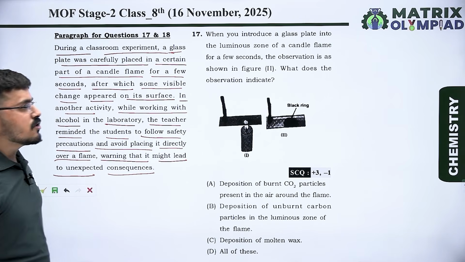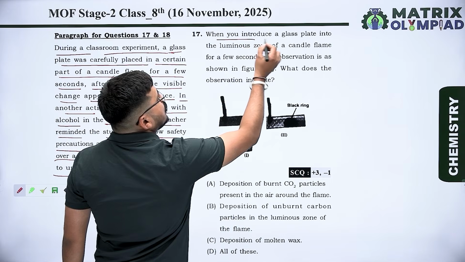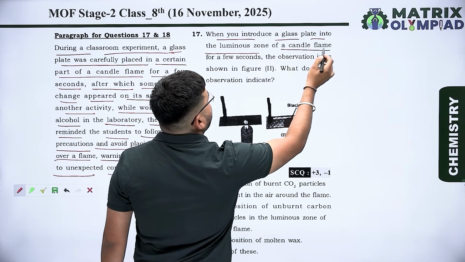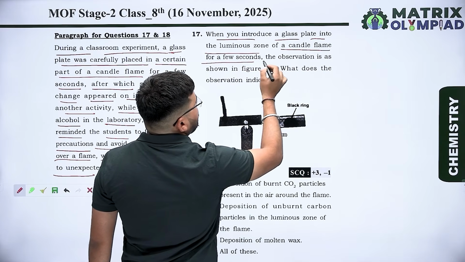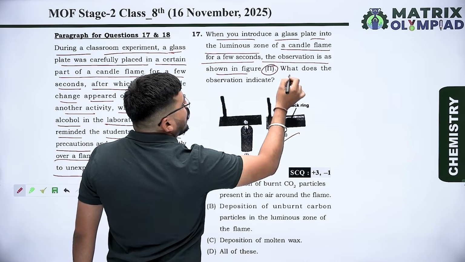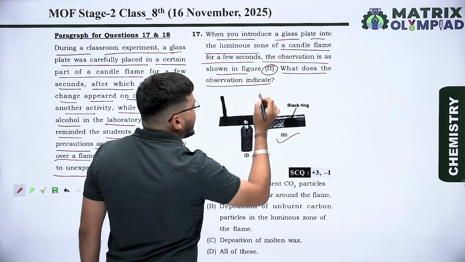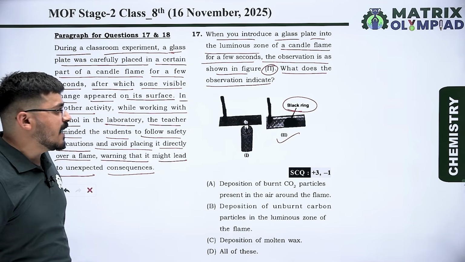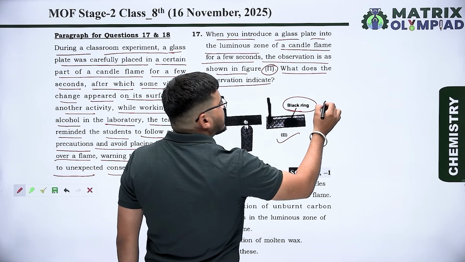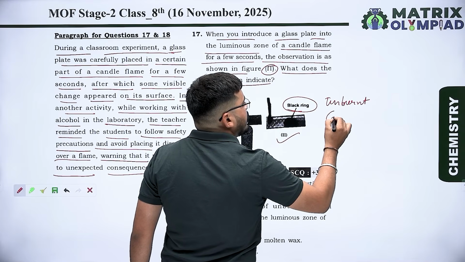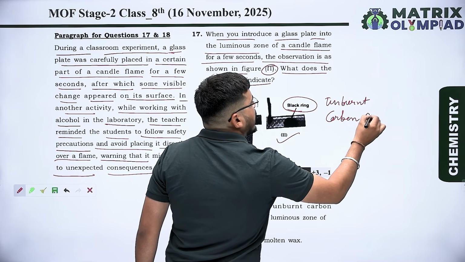Let's read our question number 17. When you introduce a glass plate into the luminous zone of a candle flame for a few seconds, the observation is shown in figure second. This is the figure second. What does the observation indicate? We know very well a black ring is formed in this given diagram, and this black ring is the unburnt carbon particles.